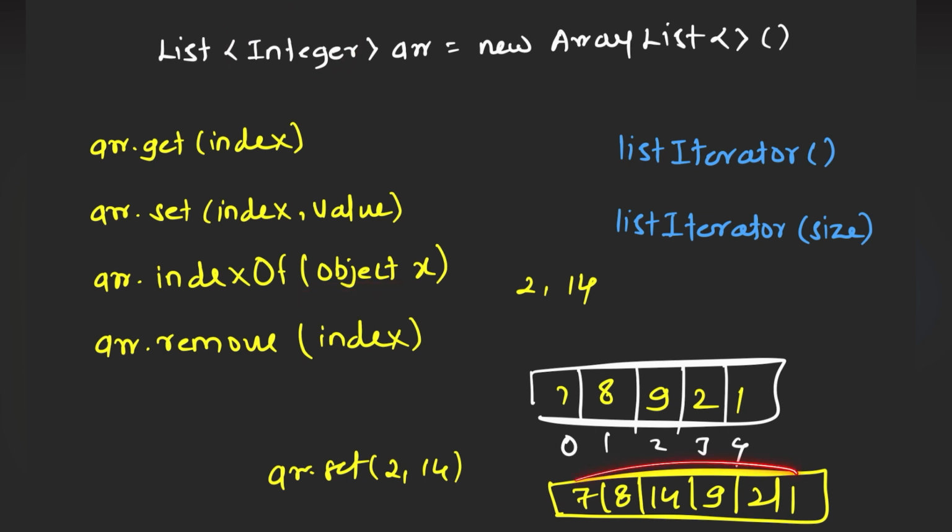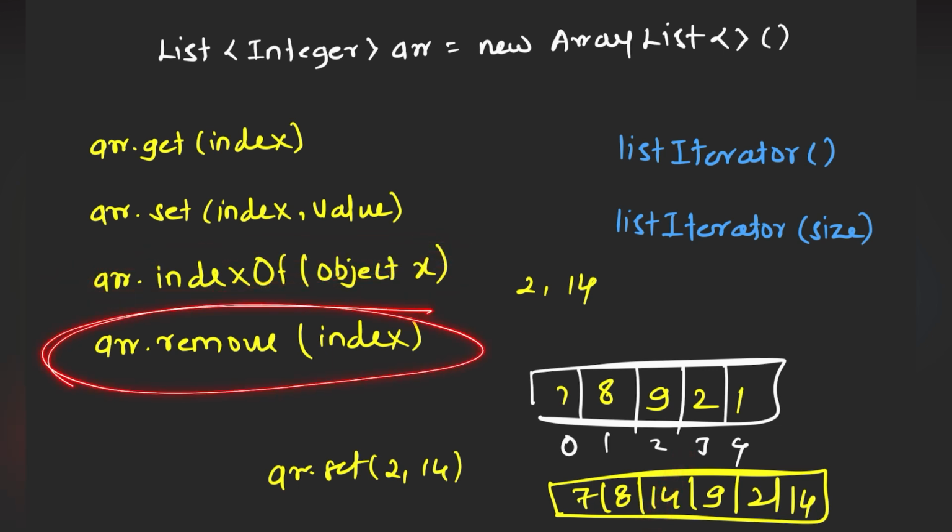Say for example, from this array, if I ask for 14, then what is the index of 14? 0, 1, 2. So it will return the index 2. Now again, say for example, I have 14 twice. Now I ask for the value 14. Which index will it show? Always remember, it will show the first index, that is of the first 14. So I hope you understood the indexOf method.